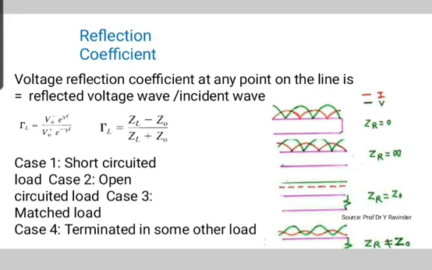So the ratio of the amplitude of the reflected voltage or current wave to the incident voltage or current wave at the receiving end is called the reflection coefficient. So the reflection coefficient is given by K. It is equal to the reflected voltage at load divided by the incident voltage at load, or we can say the reflected current by the incident current at load.